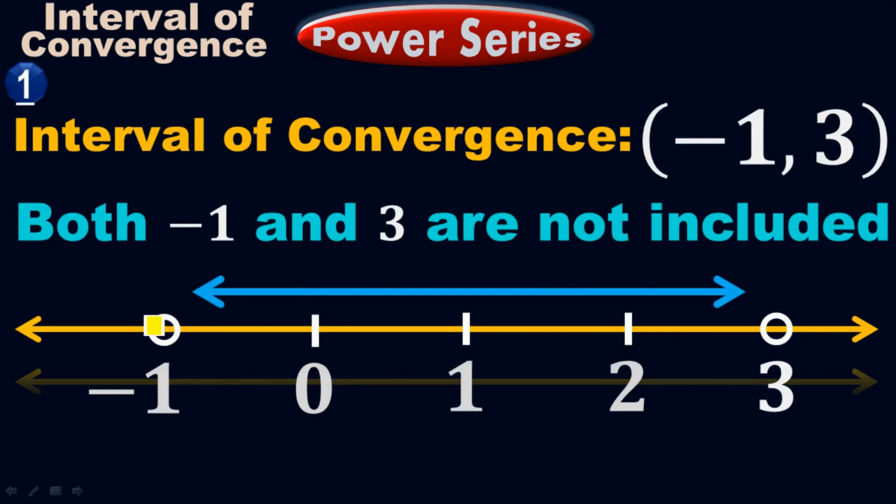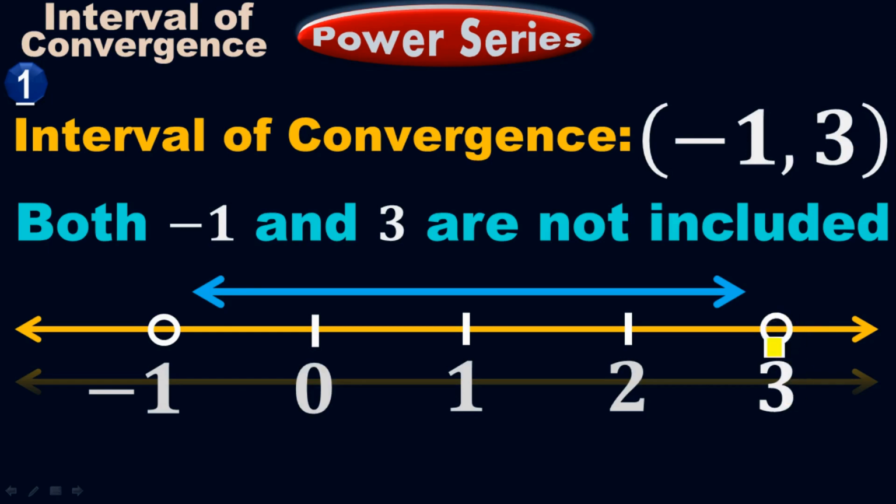But I put an empty circle for negative 1 and an empty circle for 3 because of this parenthesis. We have parentheses with the negative 1, which means that negative 1 is not included. Therefore, I put an empty circle for negative 1. Similarly, I have parentheses with the 3, which means that 3 is not included in the interval of convergence. Therefore, I put an empty circle for the positive 3.